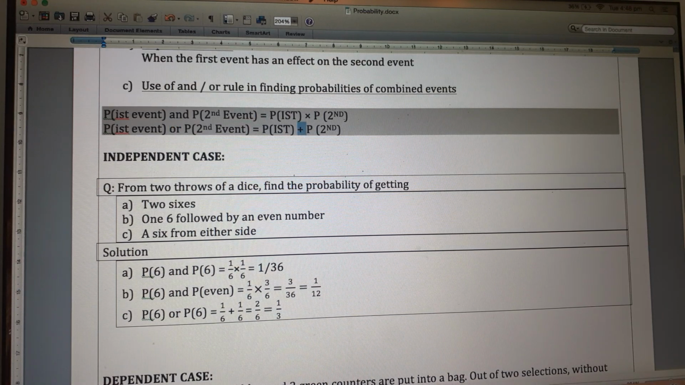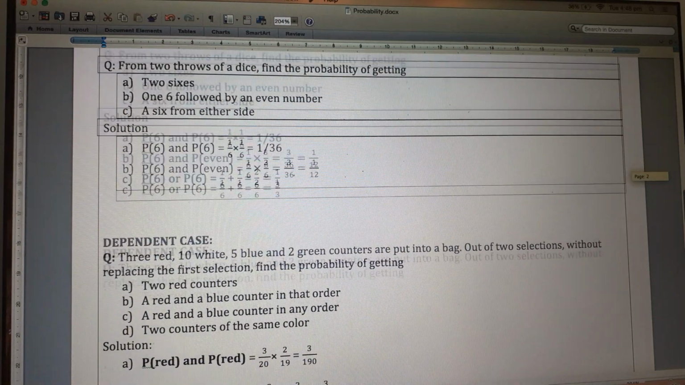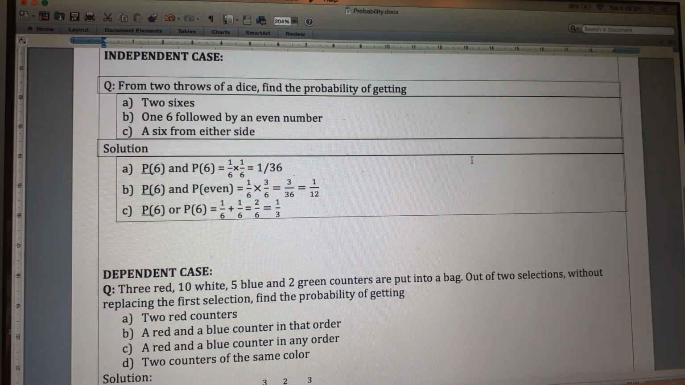Now I will be discussing independent case when first event does not depend on the second event. Question is, from two throws of a dice, find the probability of getting. Now I will be throwing dice two times. Now I will be finding the probability of two sixes in two throws.